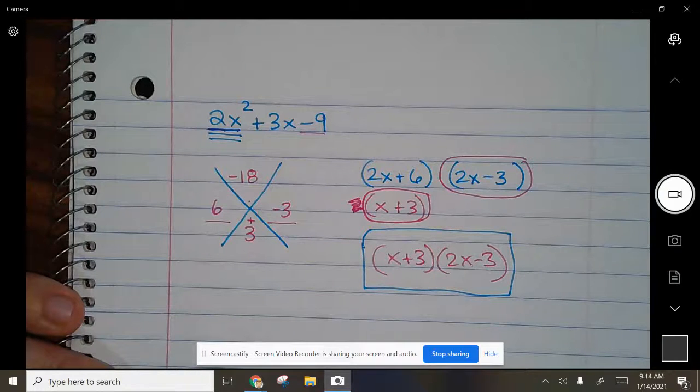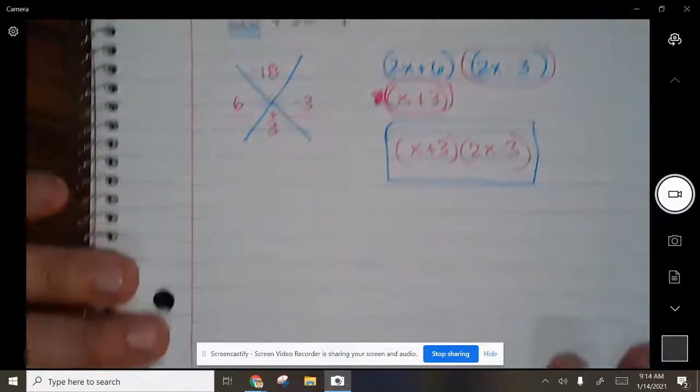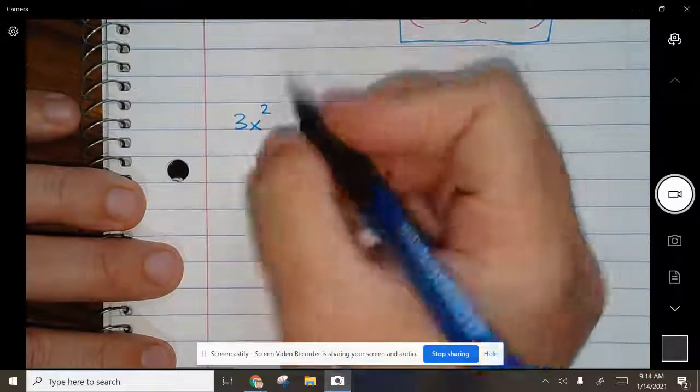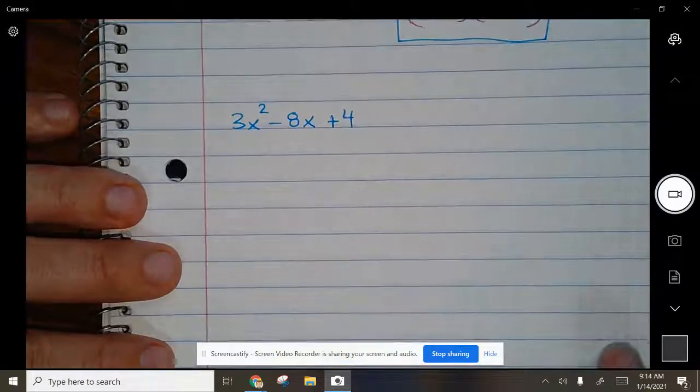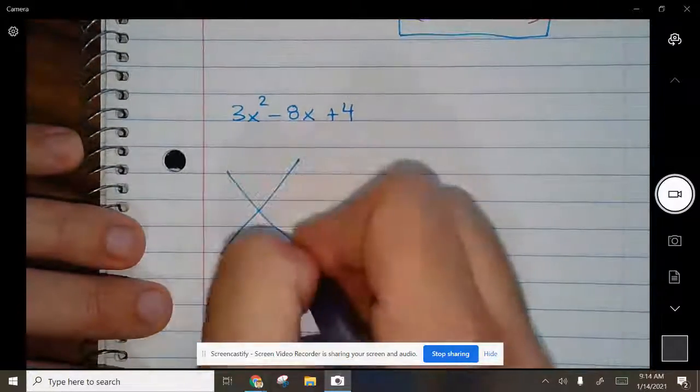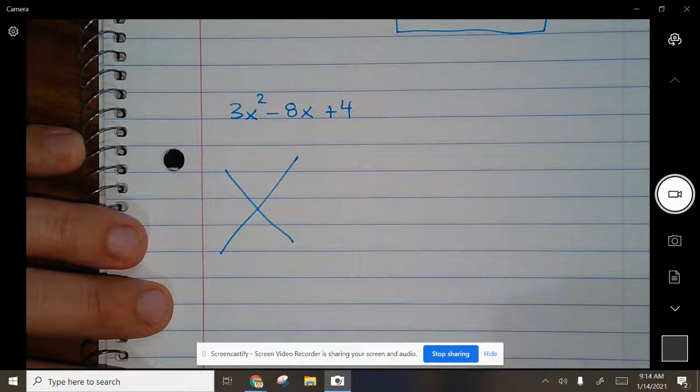Okay, let's do another one. Let's keep it going. I want to see how you guys are doing. 3x squared minus 8x plus 4. Go for it. Let's get to a final answer for me. Let's see if you can pull this off.